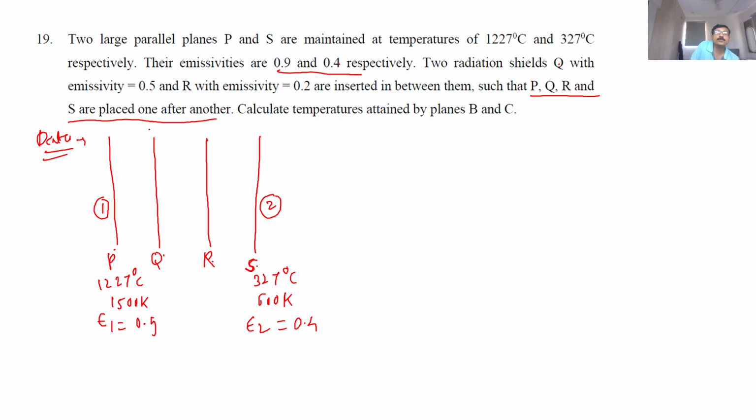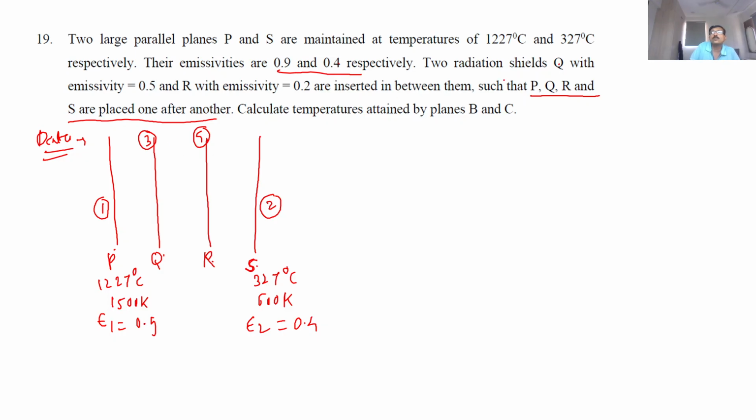Q को नंबर देता हूं मैं. You know, I told first is 1, last is 2, and if the radiation shields are added, number them as 3 and 4, 5, 6 like that. Here two shields are there, so 3 and 4. So 3 and 4 are Q and R only.